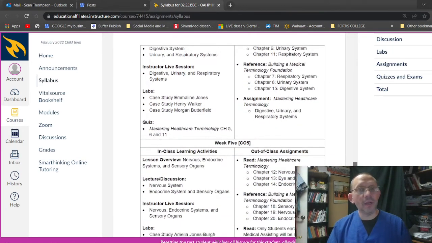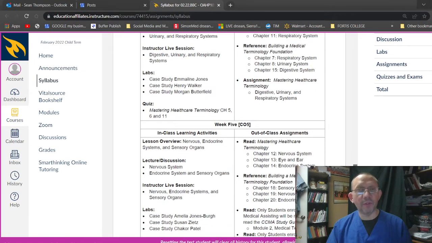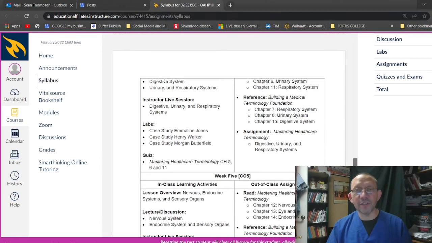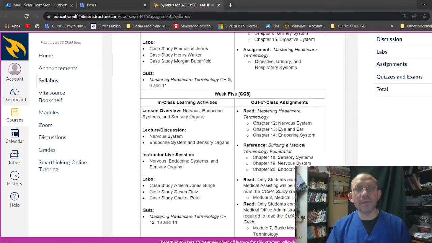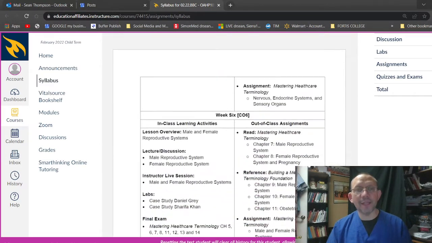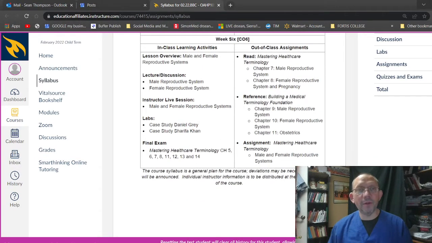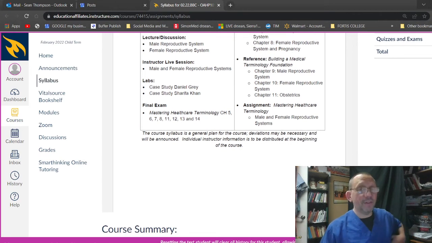Okay, week 4, kind of the same thing. We're just pounding through a lot of information, mostly digestive, urinary, and respiratory system at that point. And then week 5 is going to be nervous, endocrine, and sensory organs. And then week 6 is male and female reproductive systems. Okay, so there we go. Week 6 also has the final, which is going to be chapters 5, 6, 7, 8, 11, 12, 13, and 14.